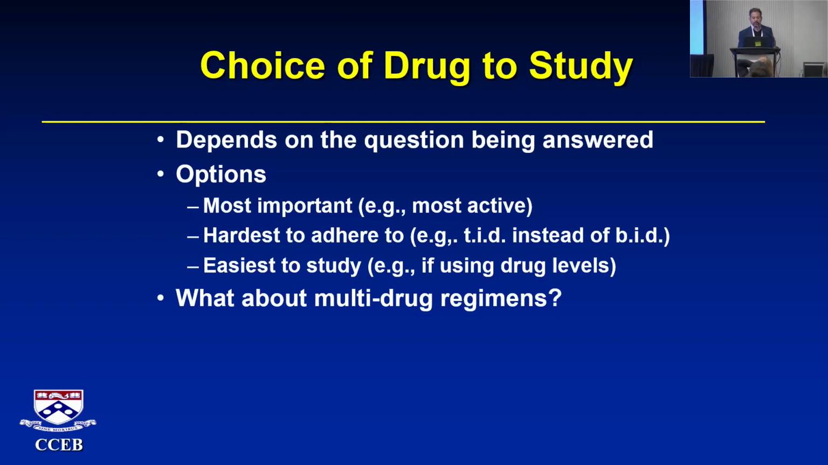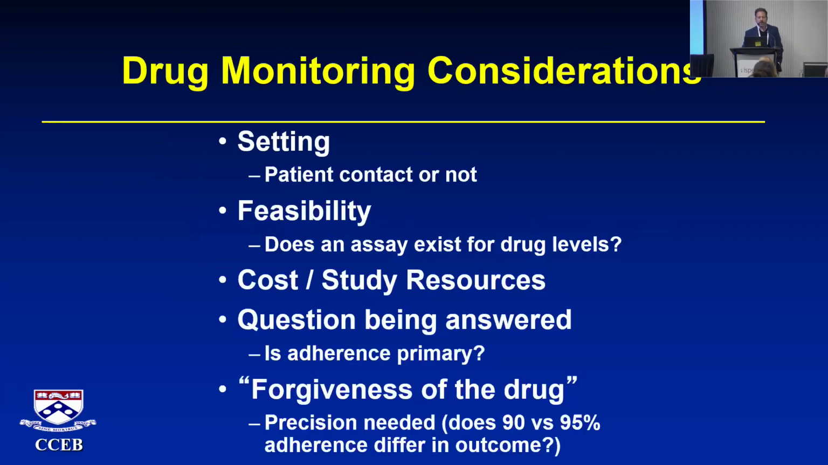And then what about multi-drug regimens? We had a session a few years ago, I can't remember now, it's many years ago, on multi-drug regimens and the challenge to studying them, and it's not been resolved, and it probably differs by setting. So your drug monitoring considerations are, as I just said, your setting. Do you have patient contact, or is this a database study? What's feasible? Does the assay exist that you want for drug concentrations? What are your costs or study resources? What question are you trying to answer?